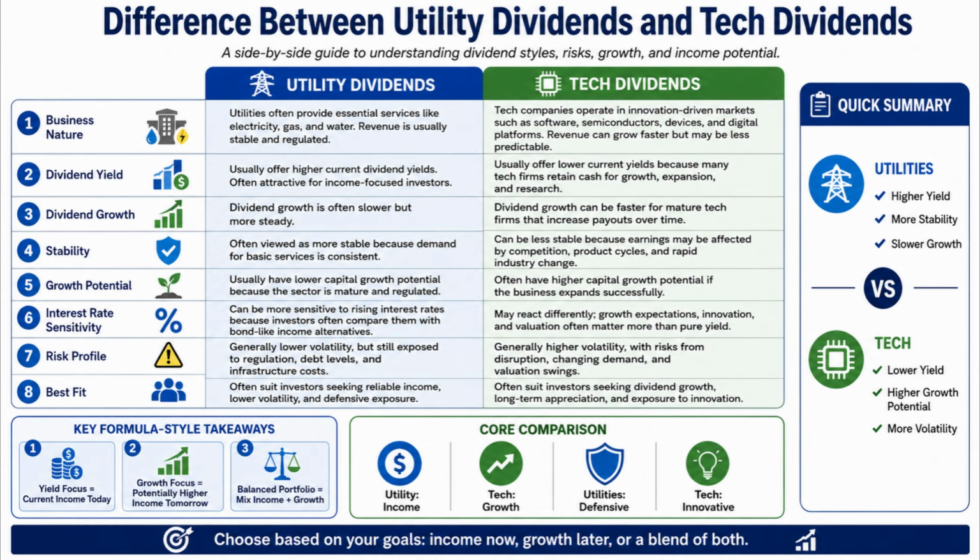Ultimately, utility dividends are generally associated with higher current yield, greater stability, slower growth, and defensive characteristics. Tech dividends are generally associated with lower starting yield, stronger growth potential, greater volatility, and innovation-driven returns. Therefore, the right choice depends on your financial goals. Investors seeking income now may prefer stronger utility exposure. Investors seeking growth and potentially larger income later may prefer mature technology dividend companies. A combination of both may provide a more diversified balance between income, stability, and long-term growth.